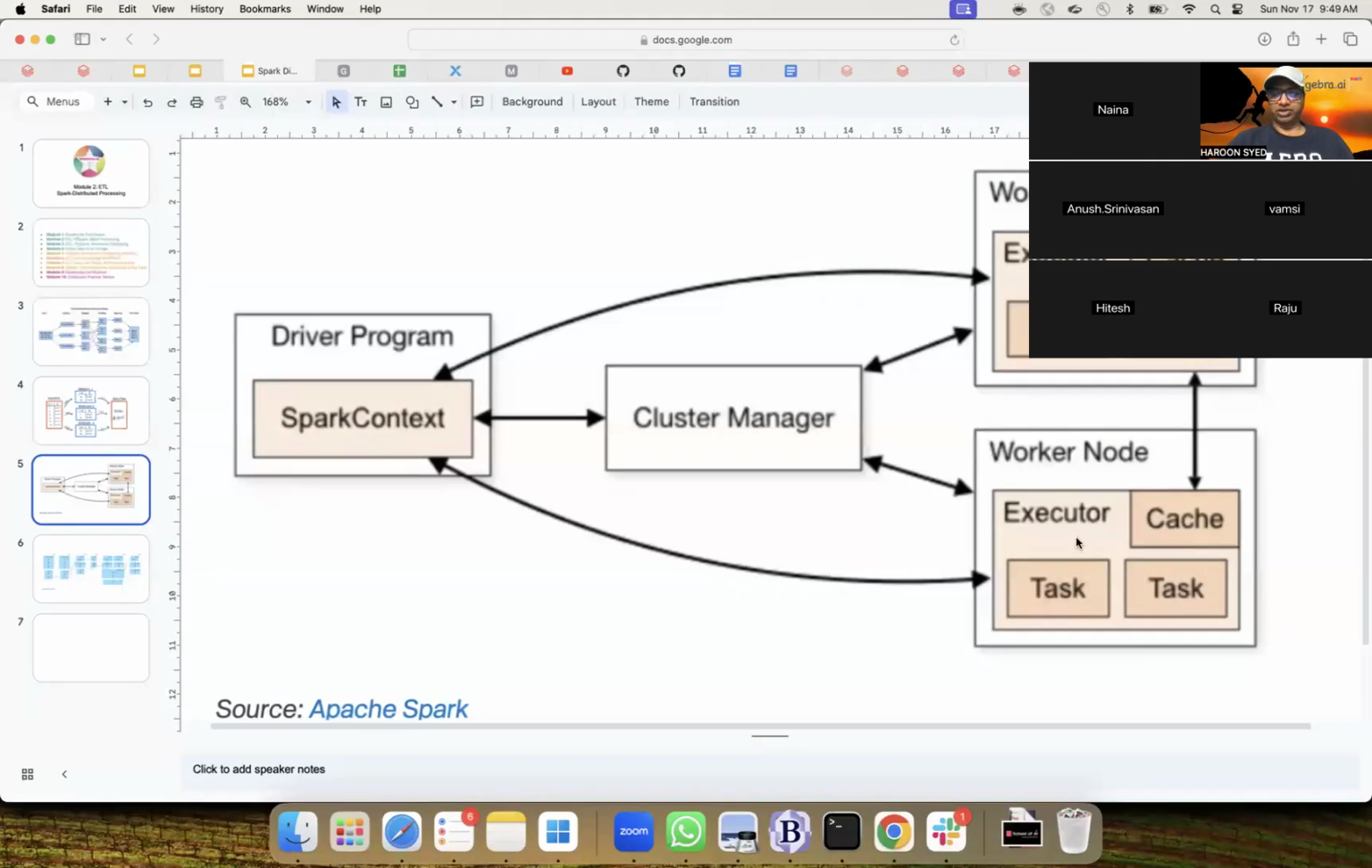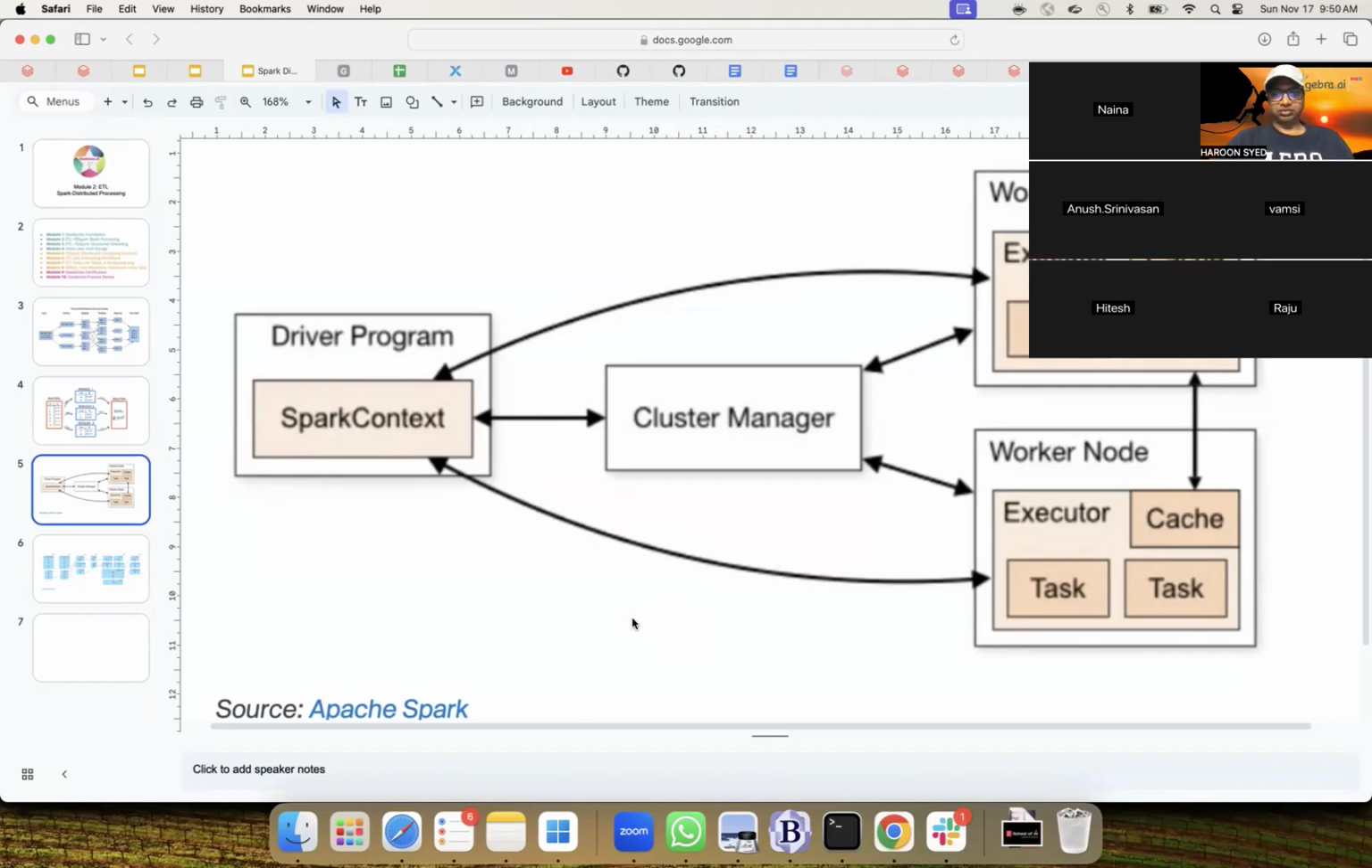Okay. So you said previously that the code is provided to the worker nodes, right? Yeah. So what it means is the program that we are writing, and we are calling Spark context.